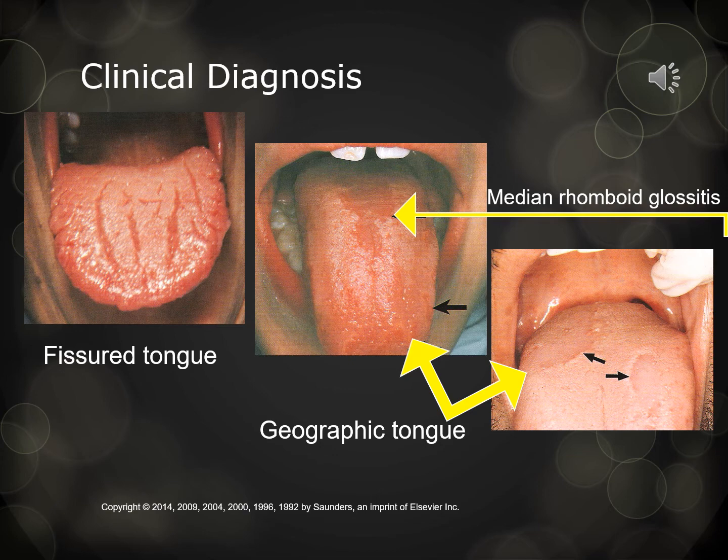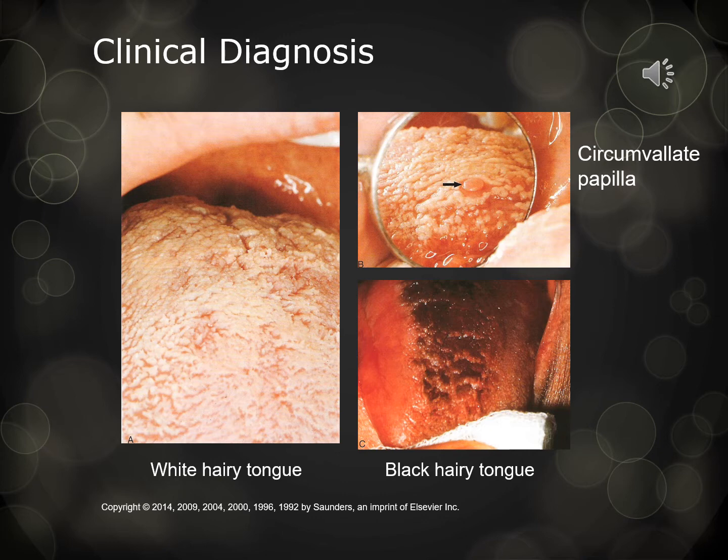Why do we call it geographic tongue? Because it's constantly moving like geography. And so one time you might describe, I see this large loss of papilla on the right dorsum of the tongue. The next time they come in, it could be on the left side of the tongue, on the dorsum. It's geographic or moving. Slide 36 is showing clinical diagnosis of a white and black hairy tongue, which are normal. And we'll go into more discussion on that in a few minutes.